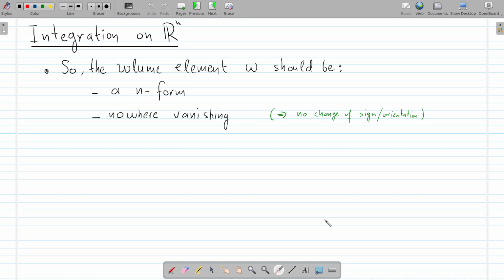So summarizing all that we have said so far, we need a volume element, and that volume element should be an n form, but it should also be nowhere vanishing. And this amounts to saying that when we integrate over it, there will be no change of sign or orientation.